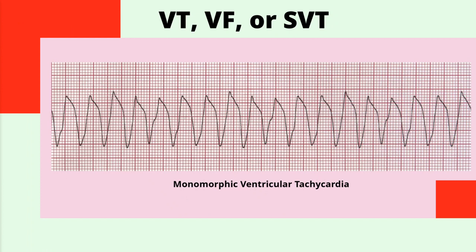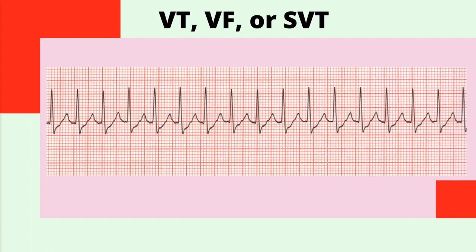Let's look at another one. This one looks narrow, looks symmetrical, and looks narrow. So this is an SVT. Now, if you wanted to decide what kind of SVT it is, you'd have to look for other distinctive factors that separate it from one of the 7 subtypes. I would say this is most likely a junctional tachycardia.